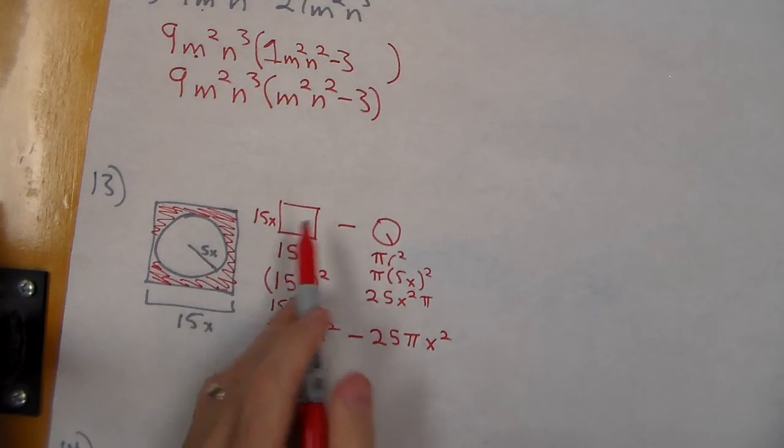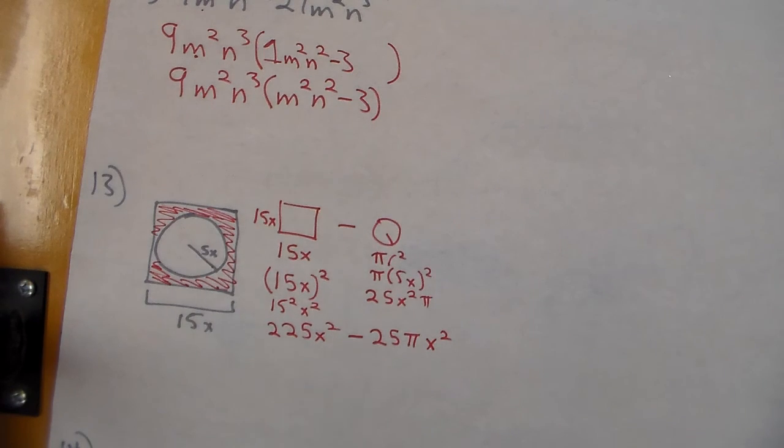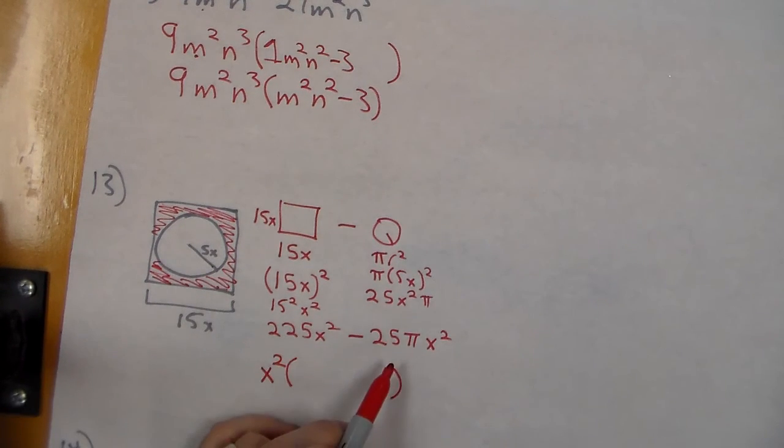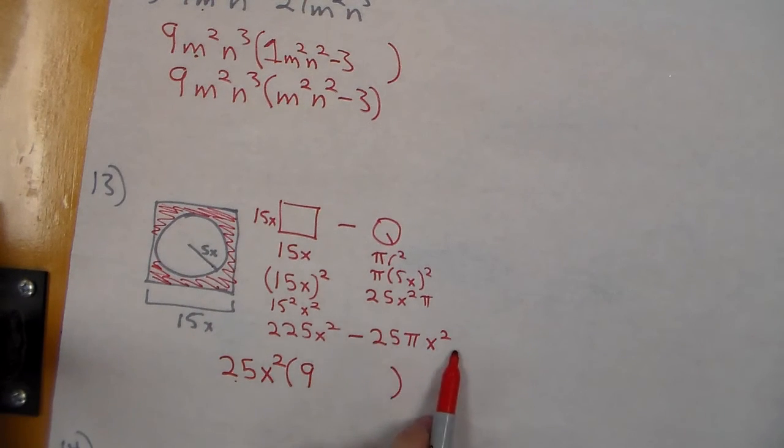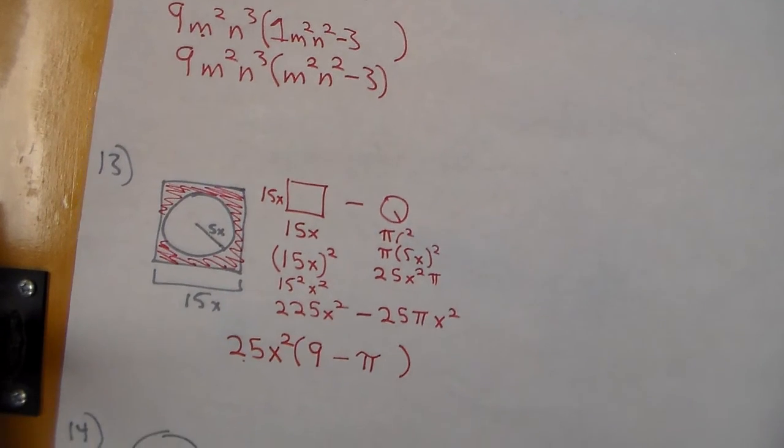So we have the area of our square minus the area of our circle, and they want it in factored form, so we can look at common factors that they have. Well, they both have an x squared in them, so I'm certain that's coming out. 225 and 25 have a common factor of 25, so that can come out. Now what does that leave us with? 225 divided by 25 leaves you with 9 left over. X squared had both of them take out, so that's gone. Then 25 pi x squared lost its 25 and its x squared, so that's going to be left with minus pi. So our factored form of that is 25x squared times 9 minus pi.